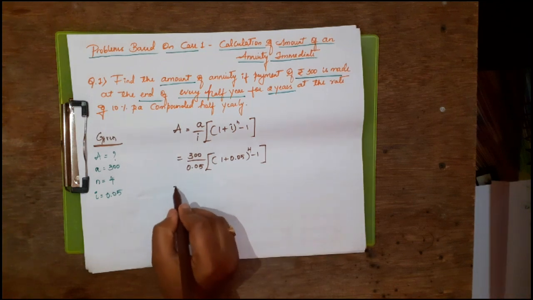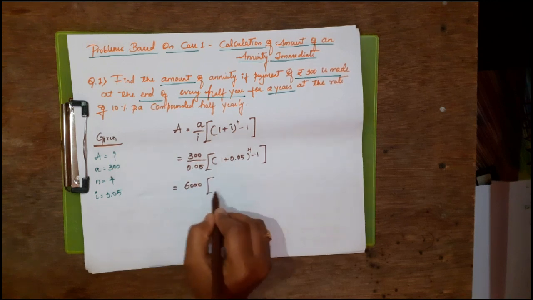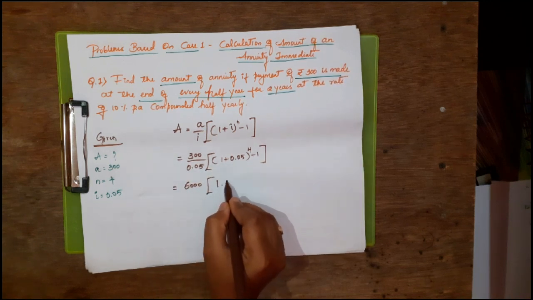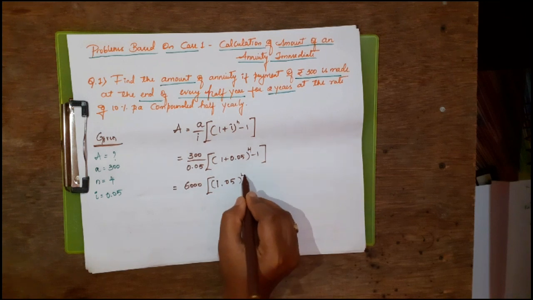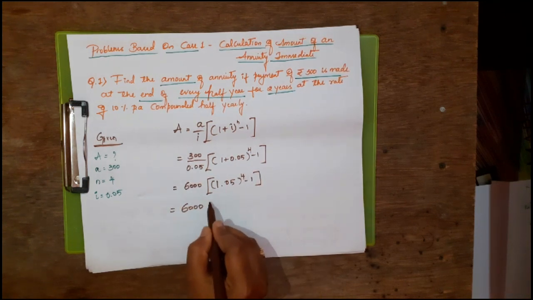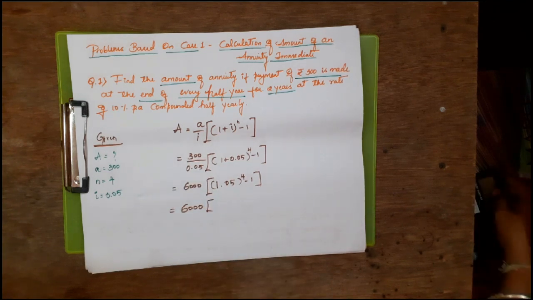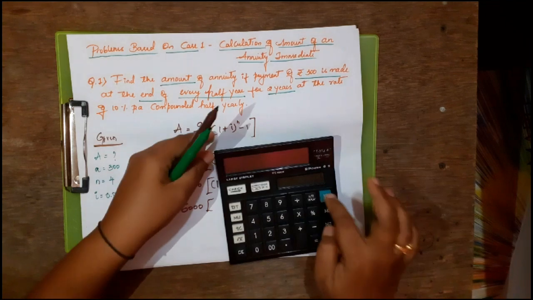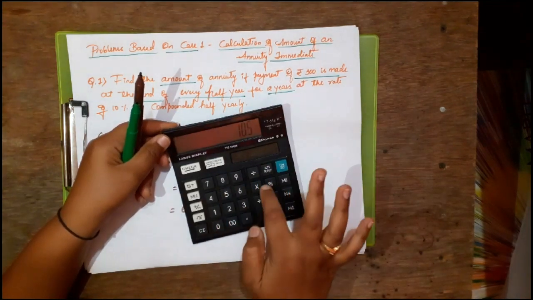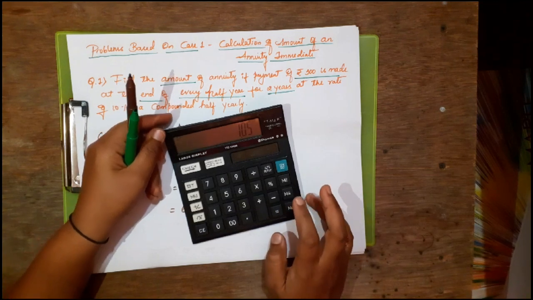So here you will get 300 by 0.06 is 6000. Okay, this is 1.05 to the power 4 minus 1. Okay, 6000. Now you have to multiply this 1.05 4 times, right? So 1.05 into 1.05. So 4 like this you have to multiply 4 times.